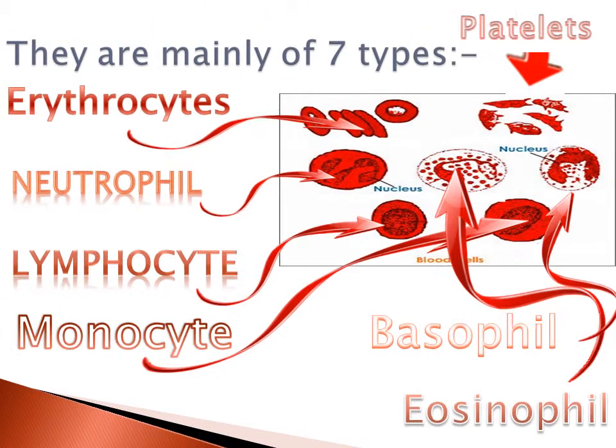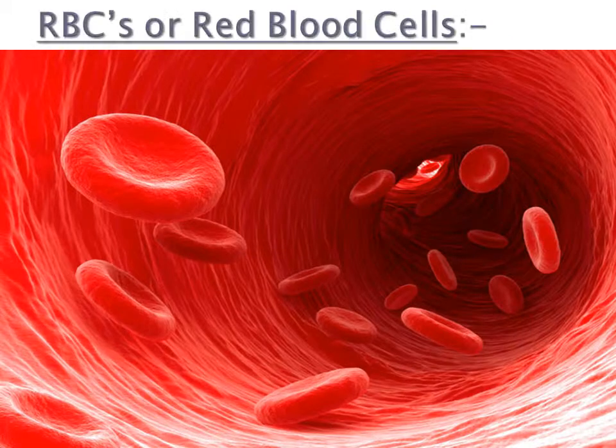There are mainly seven types: erythrocytes, neutrophils, lymphocytes, monocytes, basophils, eosinophils, and platelets.